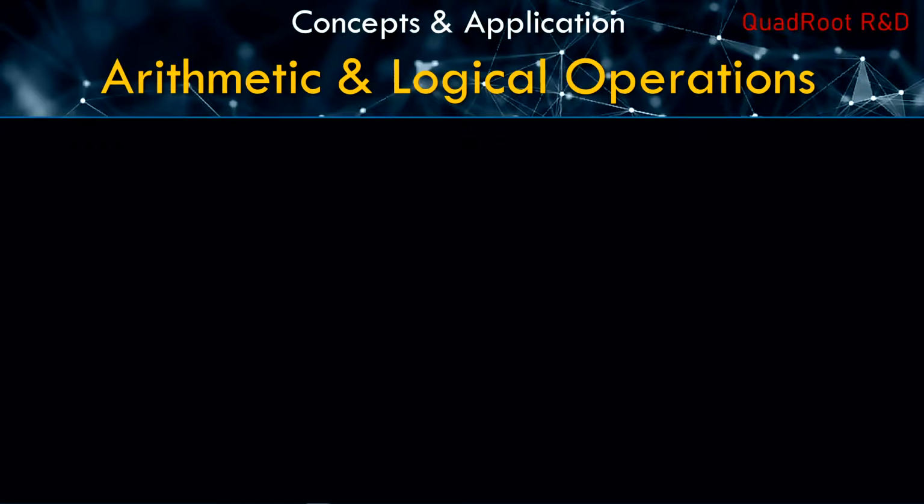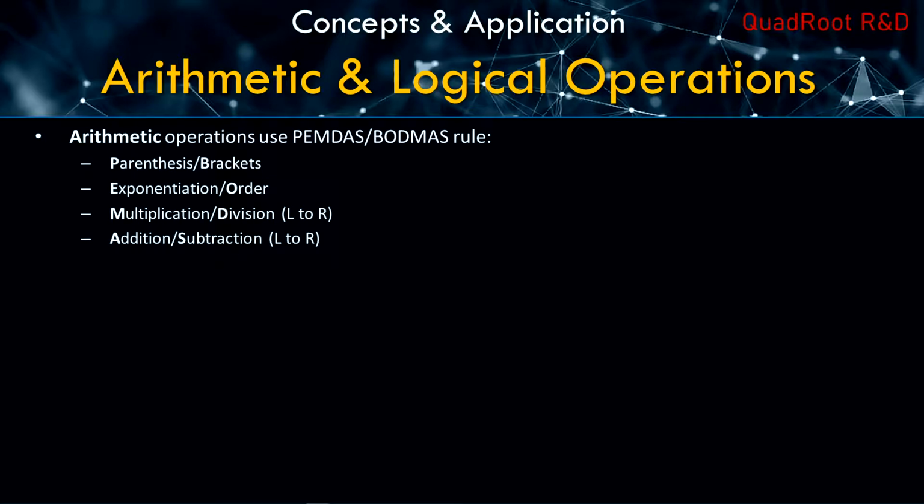Now let's move on to arithmetic and logical operations. Arithmetic operations use the PEMDAS or BODMAS rule depending on where you grew up. I grew up where it was called BODMAS, but they mean the same. It just means that first parentheses are taken into account for doing your calculations. After that, exponentiation or the order. After that, it's the multiplication and division from left to right. And last, the addition and subtraction from left to right.